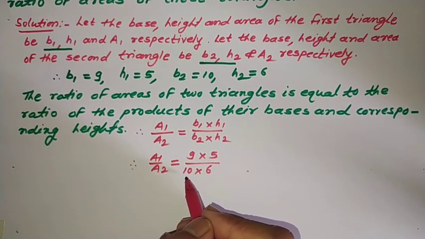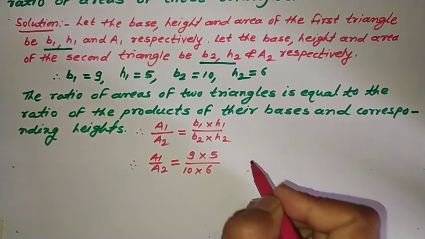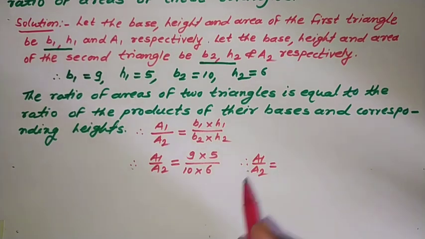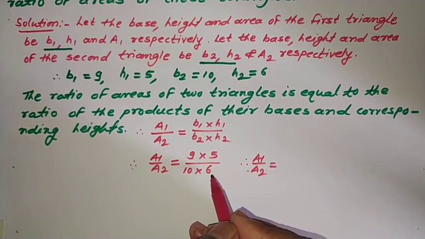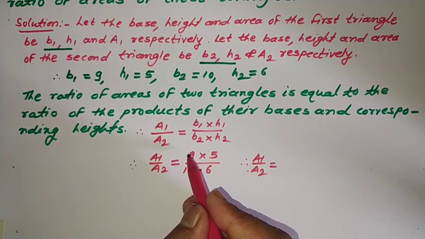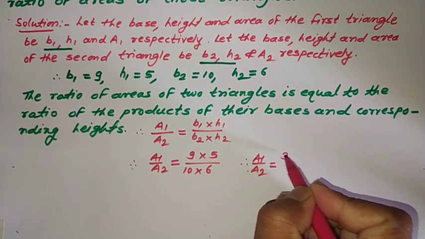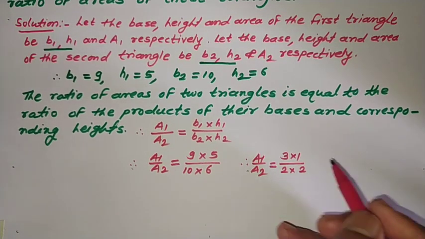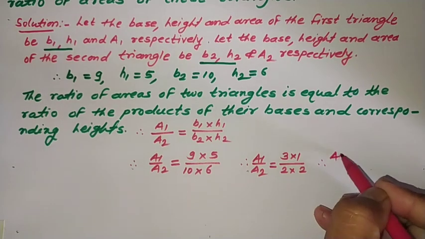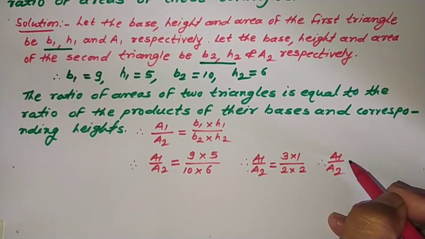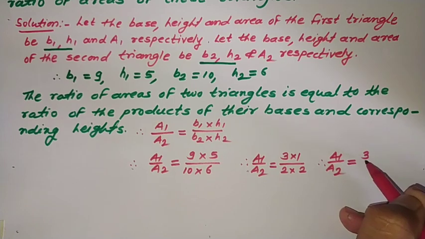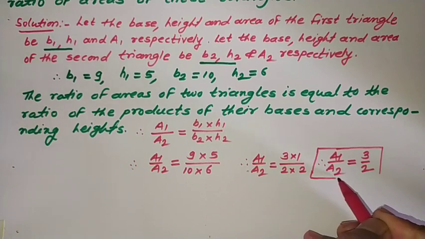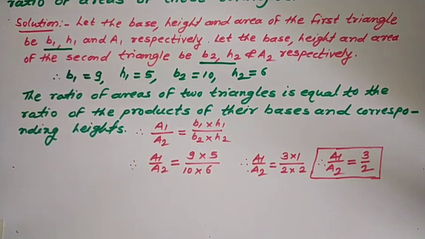5 goes into 10 twice. A1 upon A2 is equal to 5 and 3 goes into 6, and 3 is the 9. Here the remaining part is 3 into 1 upon 2 into 2. Therefore, area of first triangle upon area of second triangle is equal to 3 upon 2. Ratio of the two triangles is 3:2.